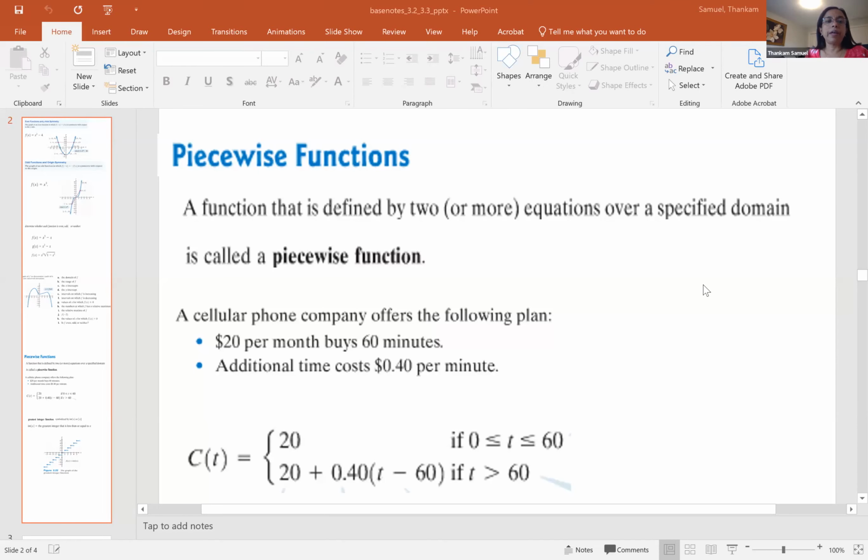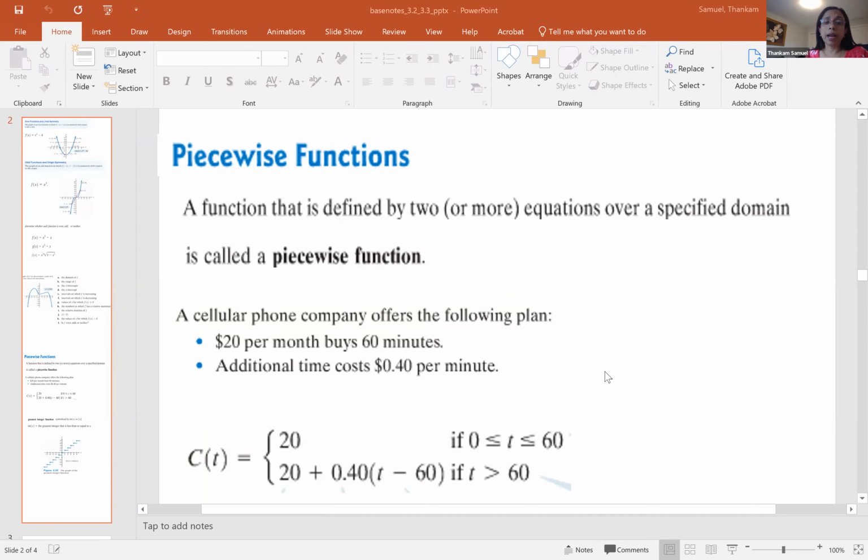Hello, today we are going to talk about piecewise functions. So let's look at the definition. A function that is defined by two or more equations over a specified domain is called a piecewise function. So a piecewise function is a function that is defined by more than one equation over specified domains.